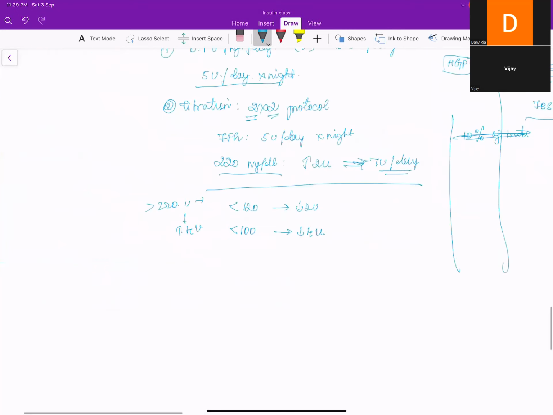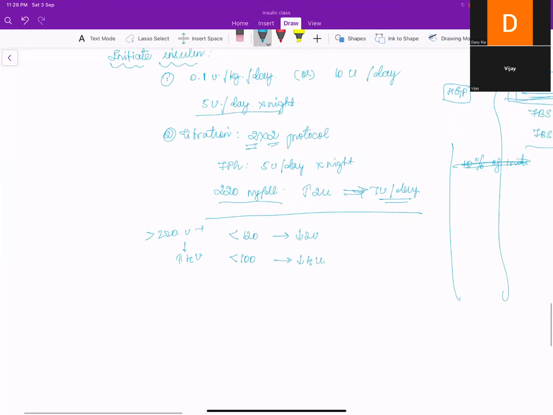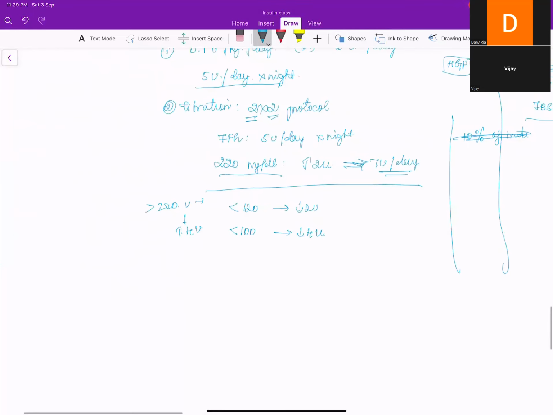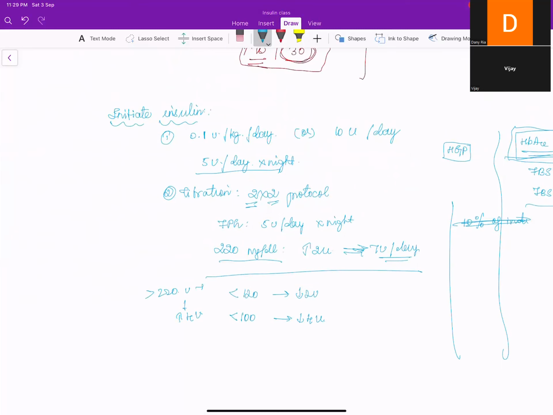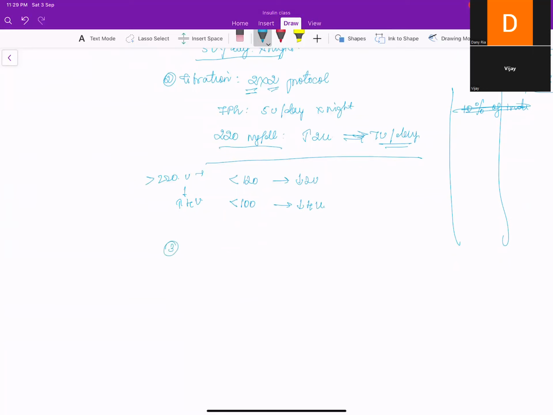Okay, so the second step is done. The guidelines, right? I will go through the guidelines in the end so that you'll have a picture. I have taken the guidelines separately and kept them to show you. Okay. Thank you. Okay, so initiation and titration are done.